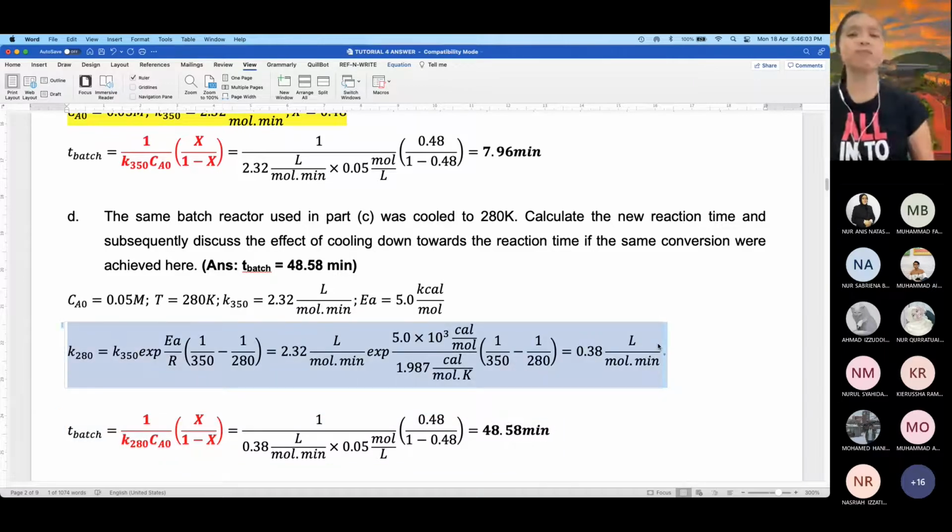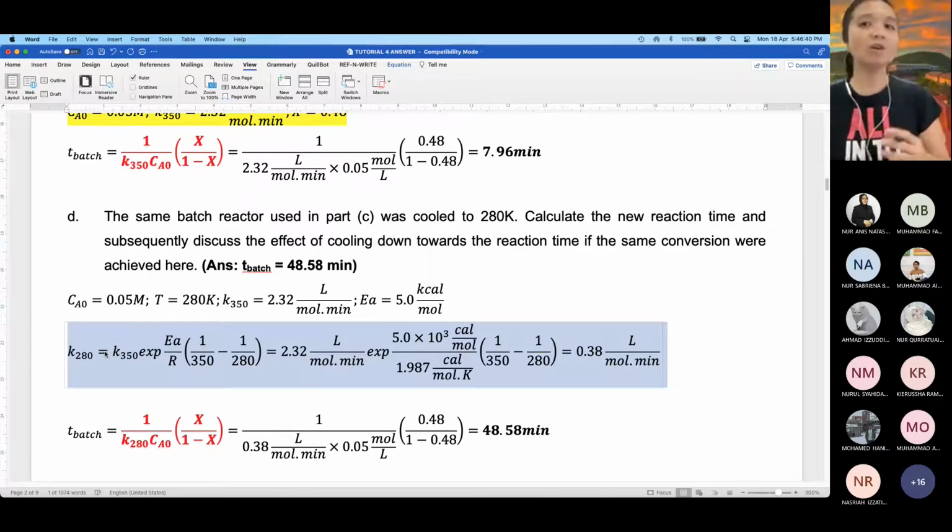Sometimes in this question, mungkin kamu confused sebab kamu sekarang ada banyak combination K. Sebab dalam soalan awal tadi dia bagi K at 300 Kelvin, right? 0.7. So kamu ada combination K1, T1, K at 300 sama dengan 0.7. You also ada K yang kamu kira tadi, K at 350, which is 2.32. Sekarang dia nak kira K at 280.